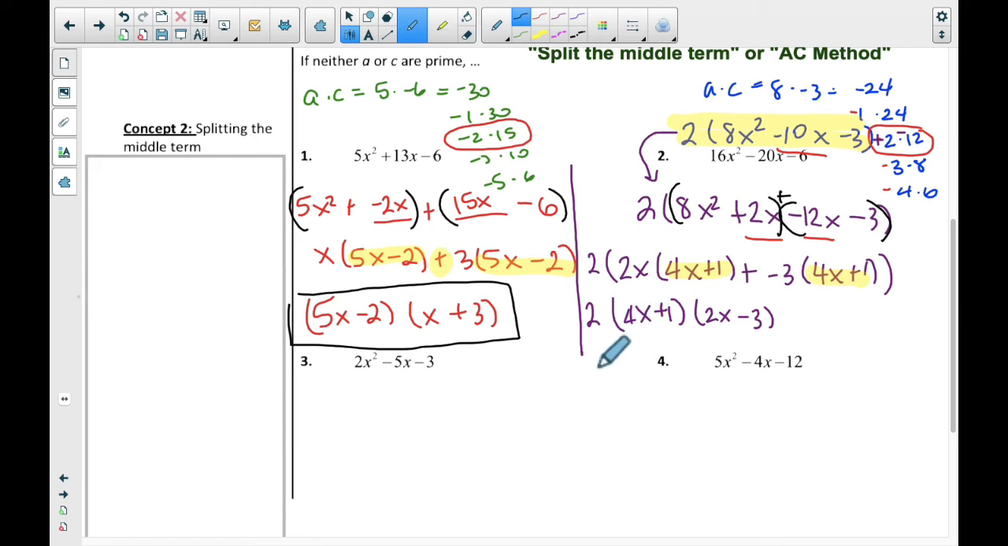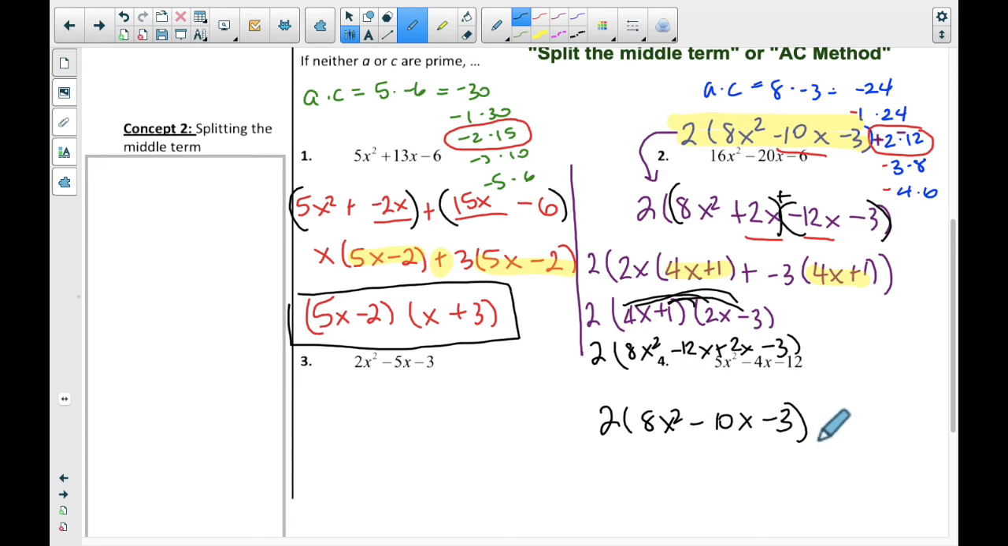So if I do this, I have my 2. I have 8x squared and minus 12x and plus 2x and minus 3. So I'm running out of space, but I'm going to write down here: 2 times 8x squared minus 12x and 2x is 10x minus 3. Now, I'm going to distribute this out because I just want to double check the whole thing. So I have 16x squared minus 20x, because I'm distributing, minus 6.